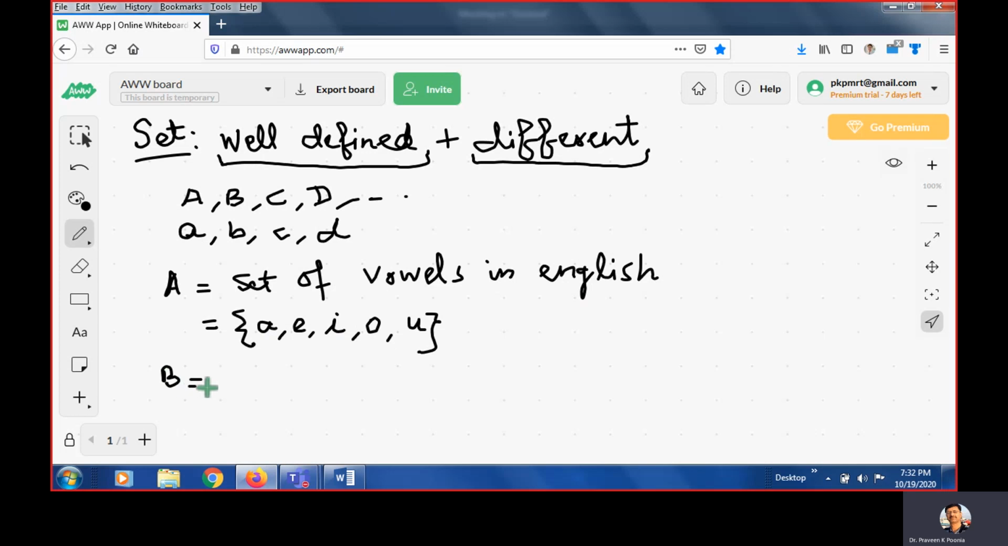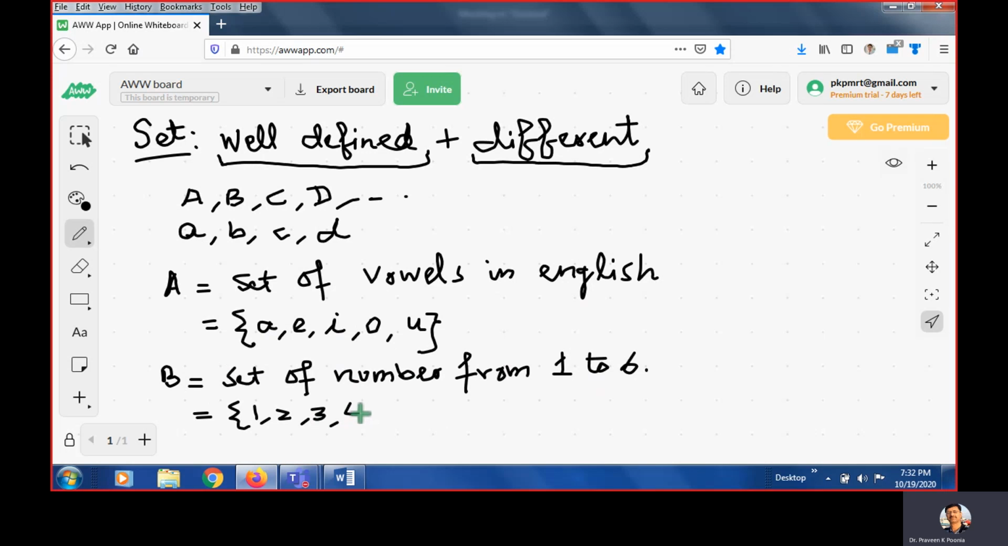If I tell you the set of numbers from 1 to 6, only 6 numbers will come: 1, 2, 3, 4, 5 and 6.